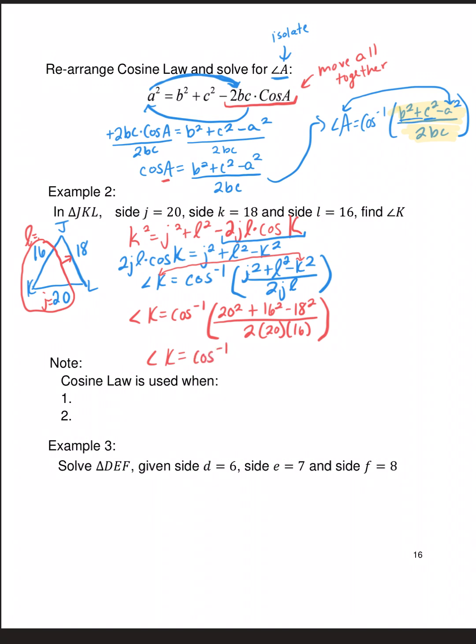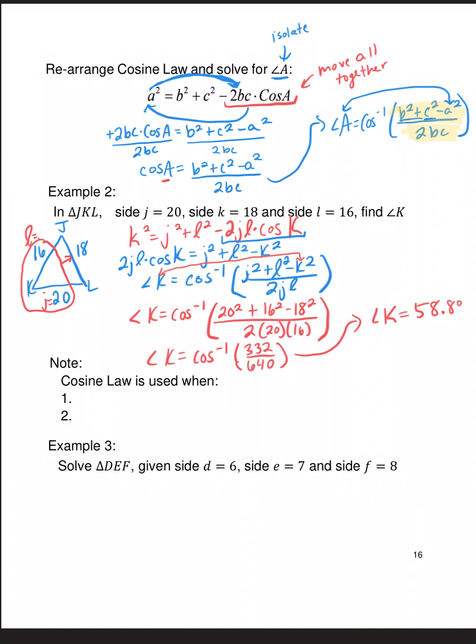If we calculate that entire fraction, make sure to calculate the top first and then divide by that bottom if we're doing order of operations. You should get 332 over 640 on the bottom. So angle K is going to equal 58.8 degrees when you do the cos inverse.